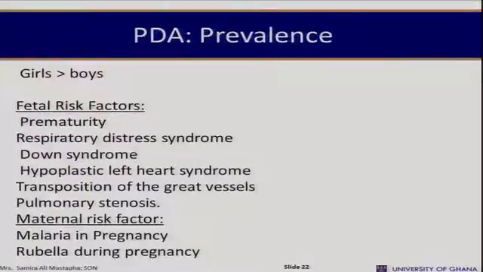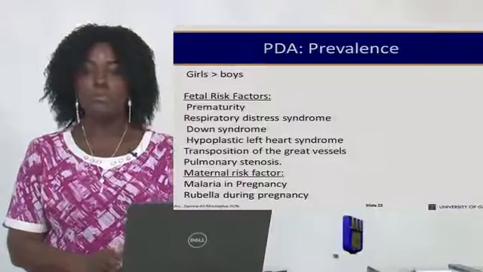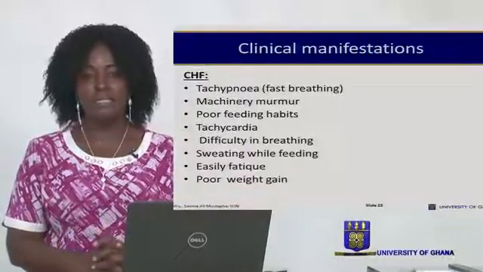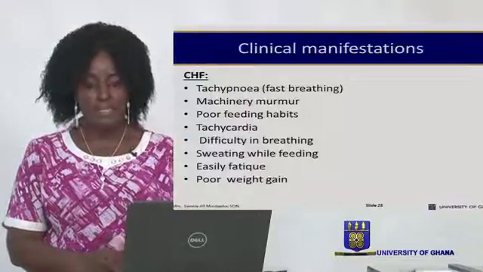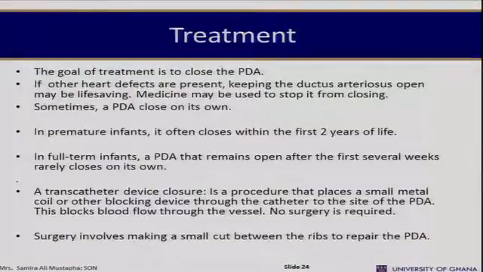So here we are saying that it affects girls more than boys, and then the risk factors are some of the conditions I have identified here. We have the fetal risk factors, prematurity, Down syndrome, and the like, and then maternal factors. We have even malaria and other conditions like rubella, which predispose our children to congenital heart diseases. The clinical manifestations are listed here, which is easy to identify and understand, and then the treatment. And the goal is closure of the PDA.